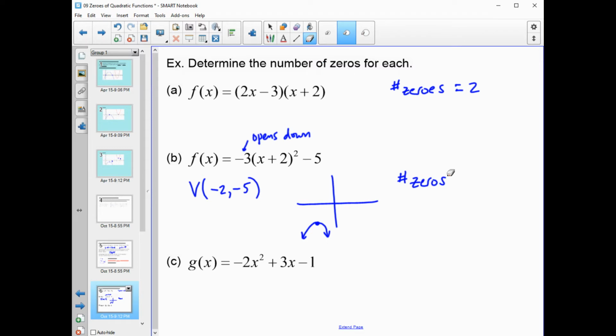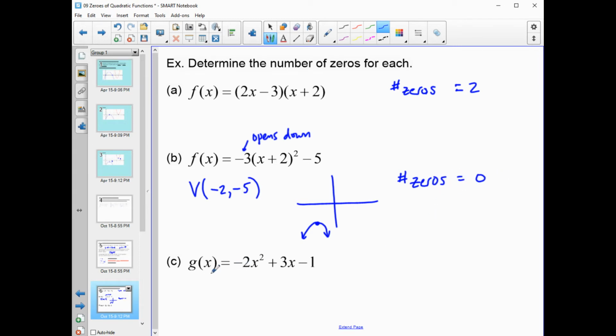I'm sorry, I always flip back and forth between the spelling of zeros. One of them is from my childhood, but subsequently I have learned that the established or the accepted spelling for zeros in Canada is with no E. So the number of zeros in this case is 0.